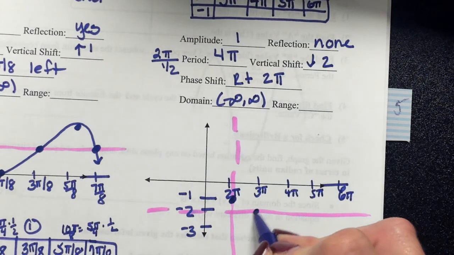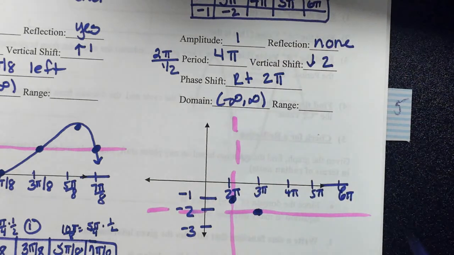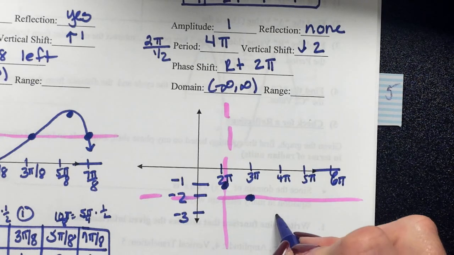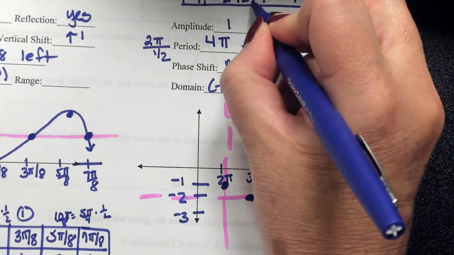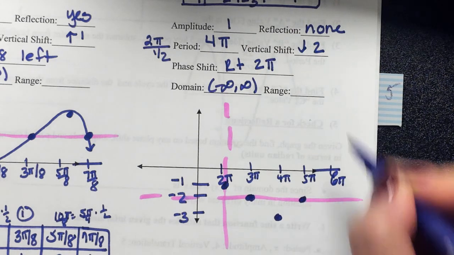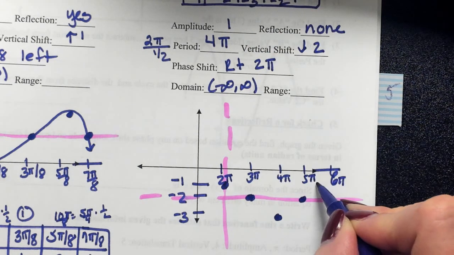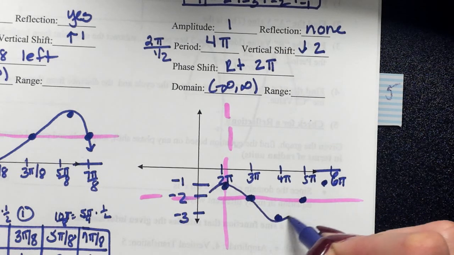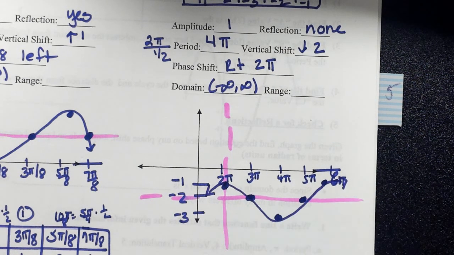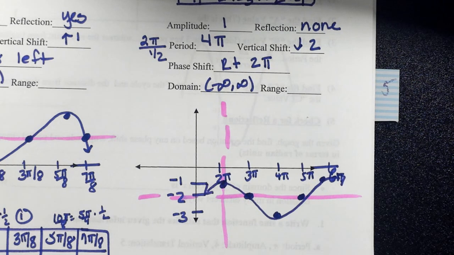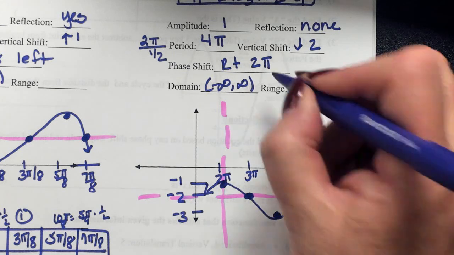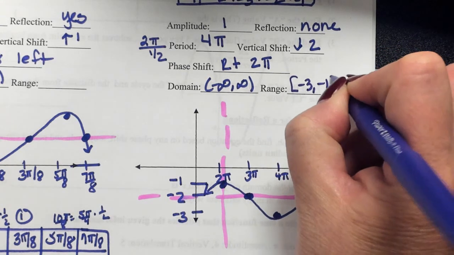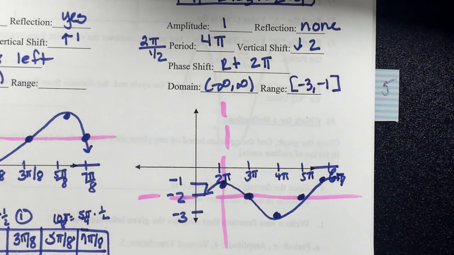Then I go to the baseline at -2. Then I go to the minimum at -3, baseline, and then I go to the maximum at -1. So there's your cosine curve with the phase shift and period change. What's the range going to be? -3 to -1. Okay? So any questions on graphing with the phase shifts?